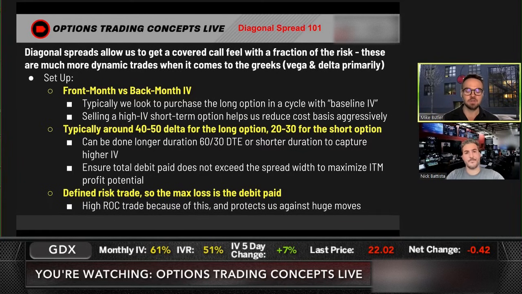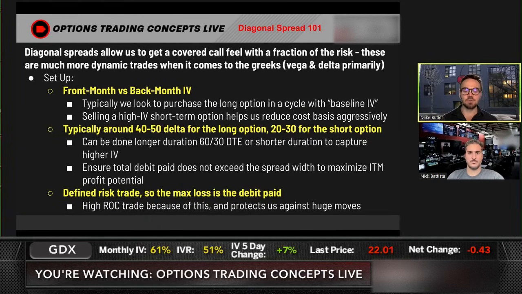Selling a high IV short-term option against the long option that we buy helps us reduce our cost basis aggressively. And when it comes to where these strikes are placed for a pure diagonal spread, if we were to separate a poor man's covered call and poor man's covered put from diagonal spreads, usually the differentiating factor is going to be the long option being around that 40 to 50 delta. So using an at the money option instead of an in the money option could be the differentiator there. But for the short, we're looking at around a 20 to 30 delta.